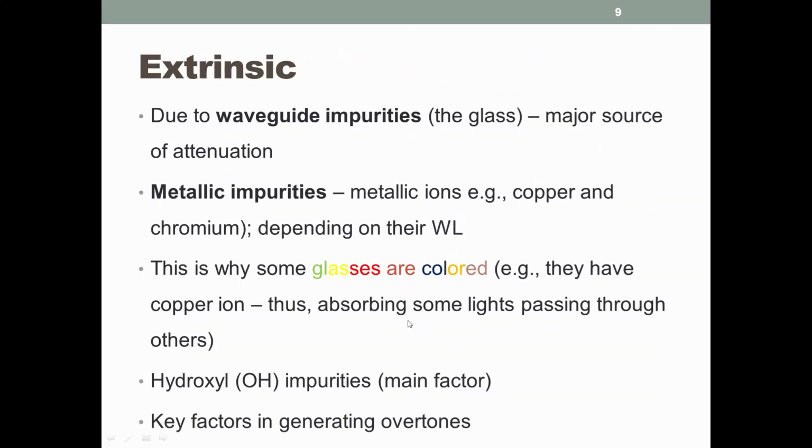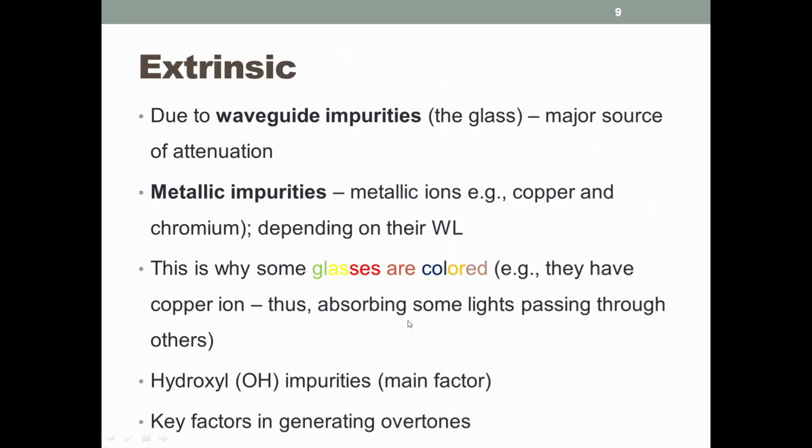Next, let us talk about the other part, extrinsic absorption. It is due to waveguide impurities, with major sources like chromium or copper. These metallic impurities constitute the extrinsic absorption, depending on the wavelength of course. This is why some glasses are colored. Chromium ions give you one color, and copper gives you a different color like green or blue or cyan. Copper ions absorb some of the light passing through.